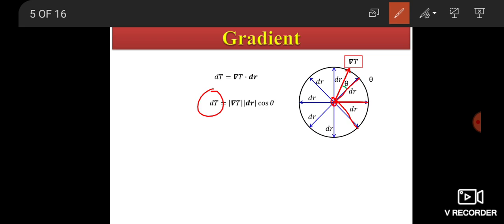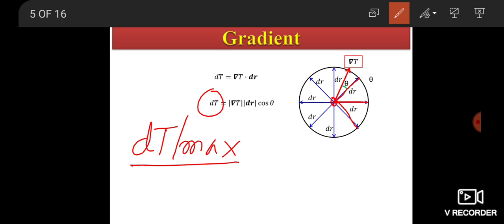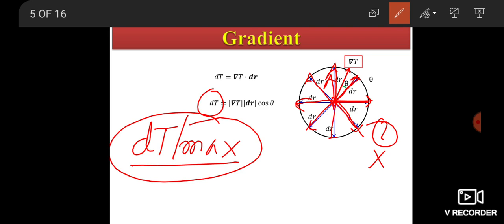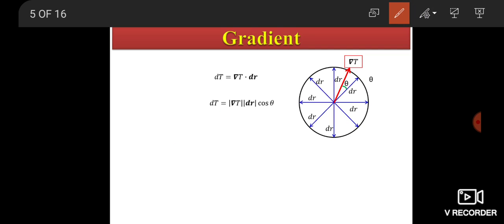So what is our aim? We want to find out the dT maximum and the direction of this dT maximum. So we are using the trial and error method. That means we first move along this direction and measure: is dT maximum along this direction? No. Then we start along this way, and this way, and we try to find out in which direction dT is maximum. After so many such trials, we will find such a direction along which dT is maximum.